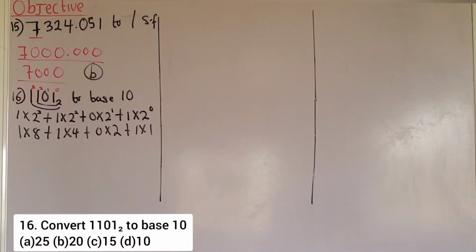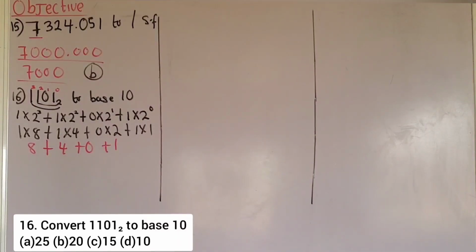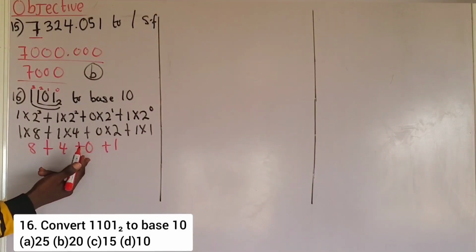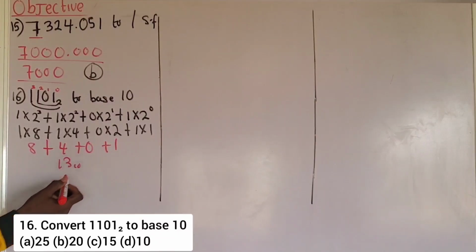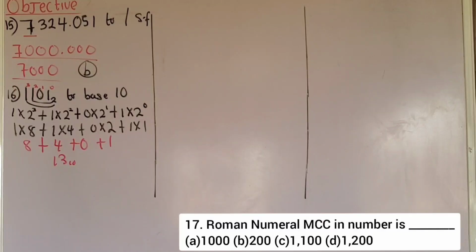You know, according to the law of indices, if you raise a number to the power of 0, the answer is equivalent to 1. Okay? Now, for this, we're going to have 8 plus 4 plus 0 plus 1. Do you understand? Okay. So for this, 8 plus 4 is 12. 12 plus 0 is 12. 12 plus 1 is 13. So the answer will be 13 base 10. Okay. And in some options they might not put the base, but notwithstanding, the answer is 13. Okay. So that should be a bonus question.